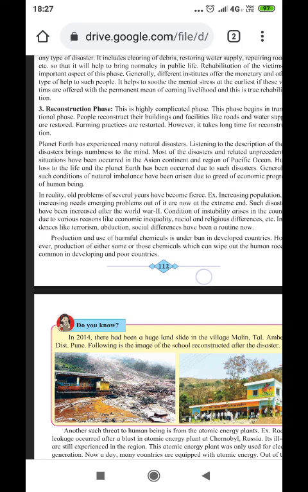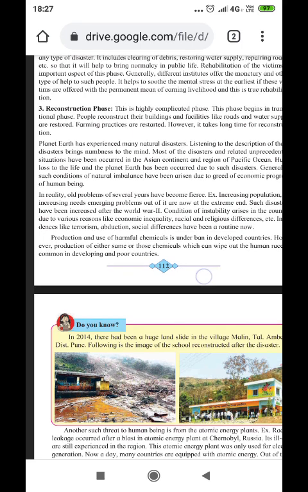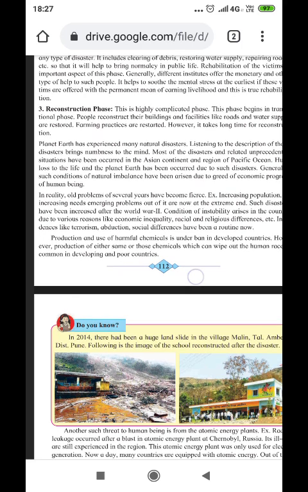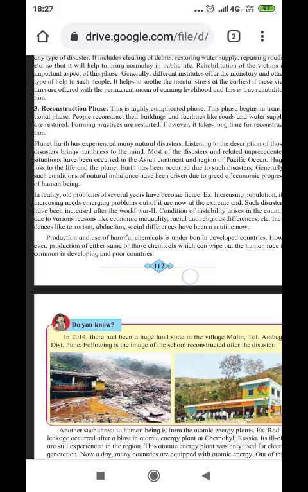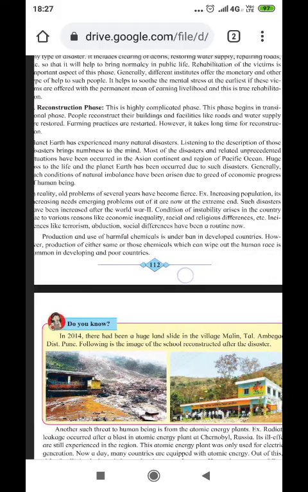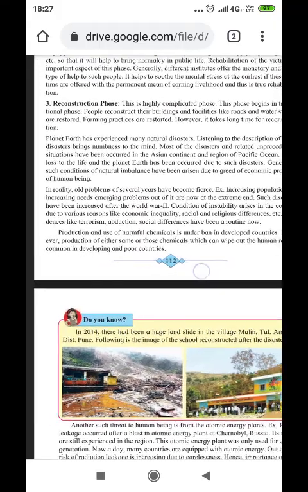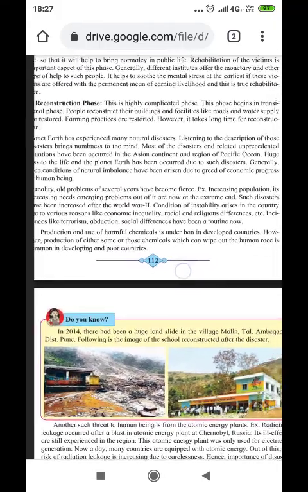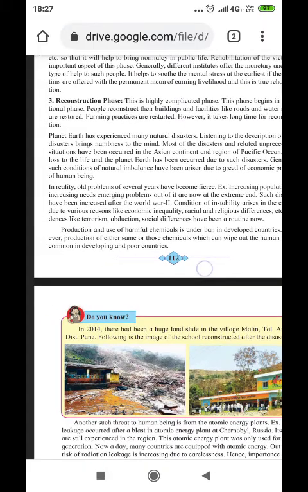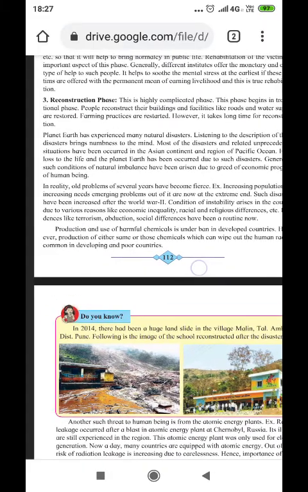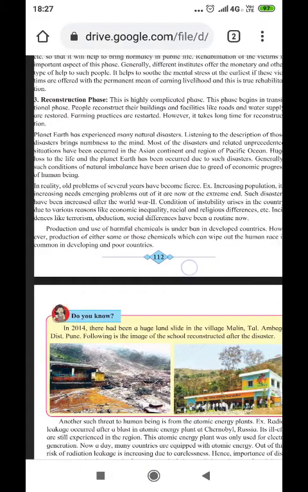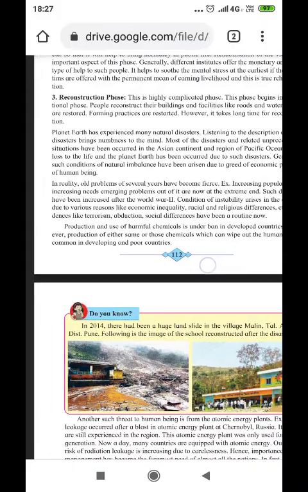Now the reconstruction phase, that is constructing back again. This is a highly complicated phase. This phase begins in the transitional phase. People reconstruct the buildings, and facilities like roads and water supply are restored. Farming practices are restarted. However, it takes a long time for reconstruction.